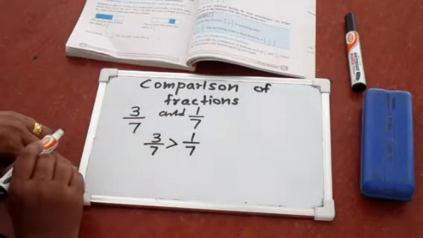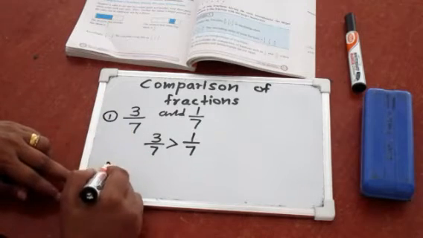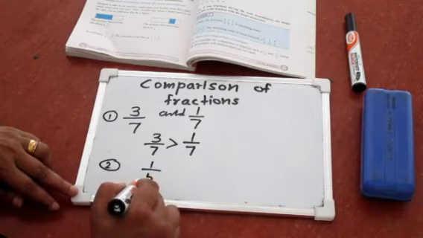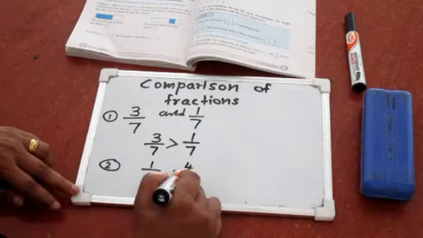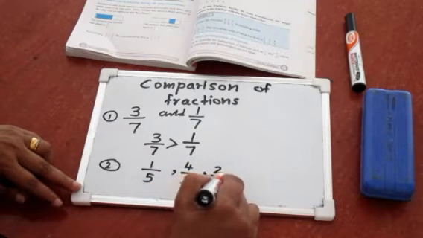Therefore 3 over 7 is the largest fraction. Now second example, see this: 1 over 5. Next one, 4 over 5. Next one, 2 over 5.